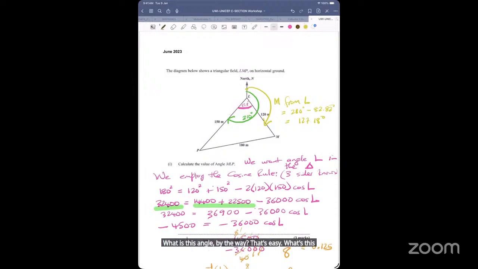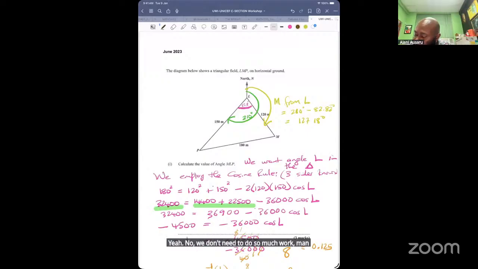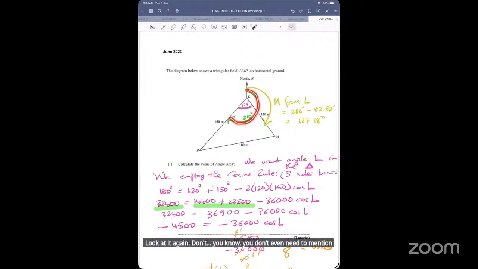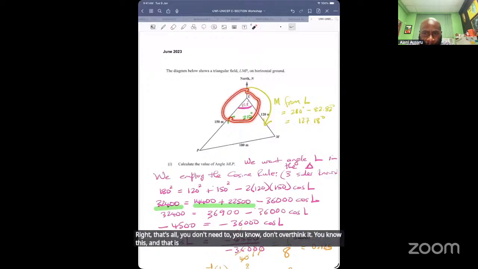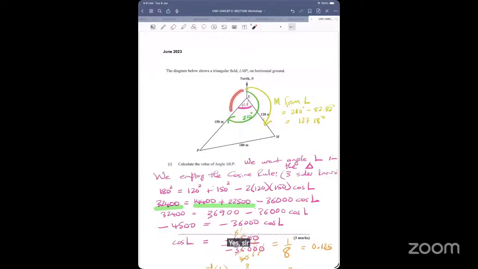Circle is a back bearing and then find the angle for that. No, we don't need to do so much work, man. It's simple. Look at it again. You don't even need to mention back bearing. You know this angle, right? 210 from the 360. That's all. Don't overthink it. You know this, and that is a full circle, right? So we can find this piece, right? You don't have to be thinking about anything like that. It's just simple geometry, right?